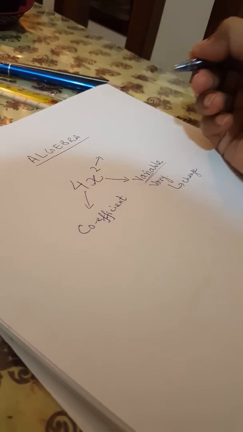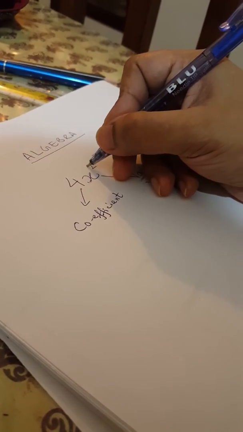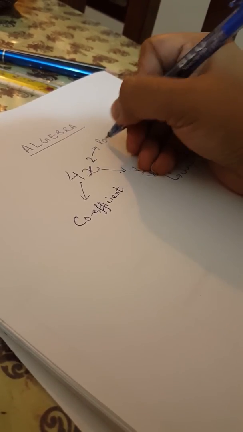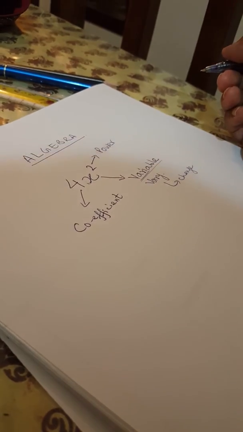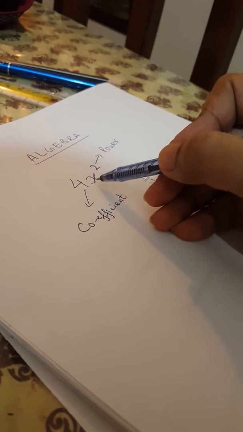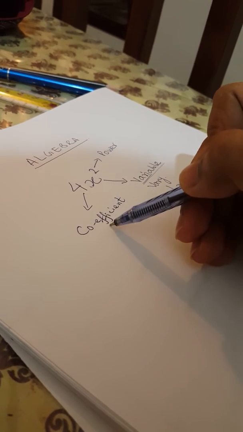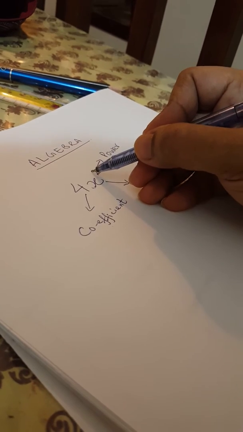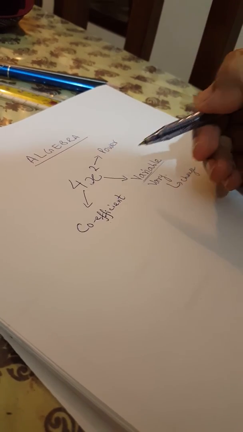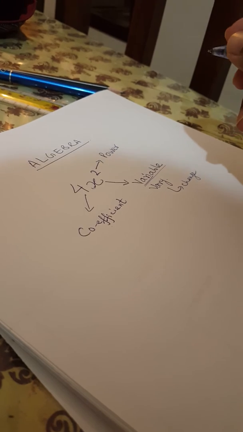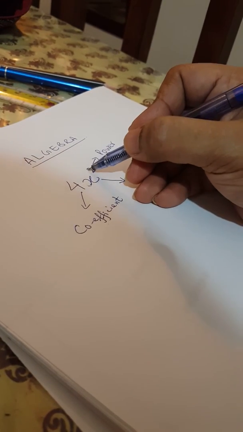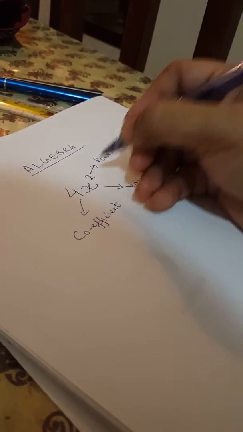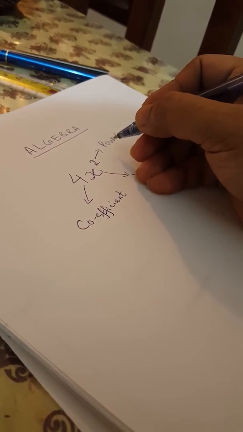Thirdly, this number which is written in a very small notation on this alphabet, on this variable, is called the power of this alphabet. So this larger number written with the alphabet is called a coefficient. Next to it, the alphabet is called variable, and the smaller number written on this variable is called the power of this variable. One thing more to remember, that whenever you have any number on this variable, if for example it is 2, you don't call it 2, you call it square.